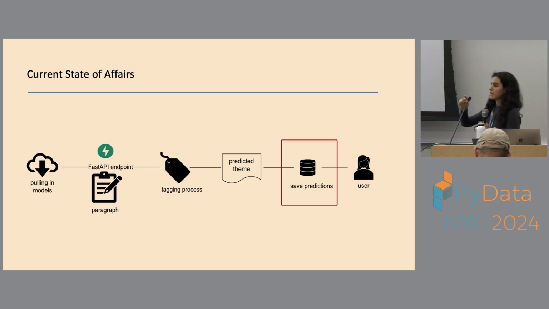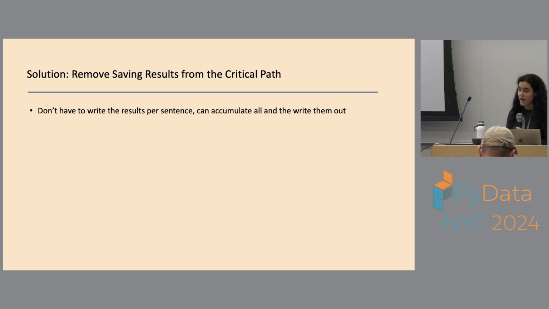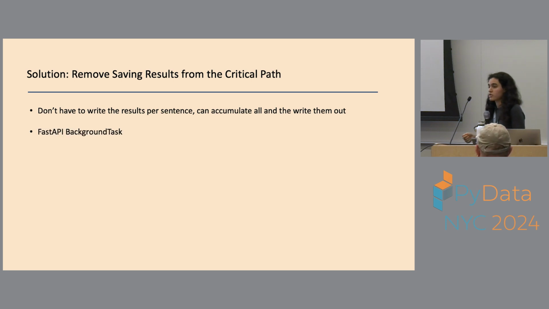But what we learned from the output of cProfile is that we are saving the predictions at a sentence level again, because we're calling it 41 times. It's also in the critical path of the user getting the response. So we're saving at a sentence level before we aggregate the results and return them to the user. There are really two main things wrong with this. First of all, we really don't need to save the prediction results at a sentence level. You can accumulate all of them and save them in one go. But even more than that, you don't need to do it before you return the results to the user at all. So for this purpose, you can use a FastAPI background task.